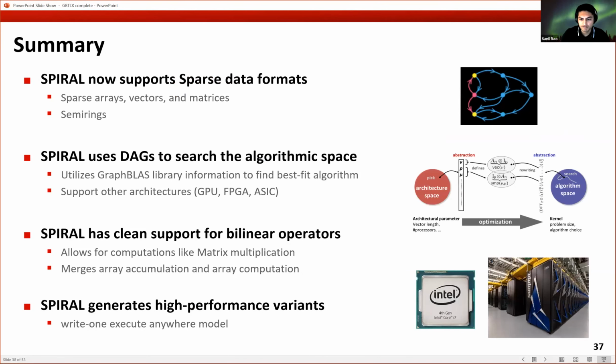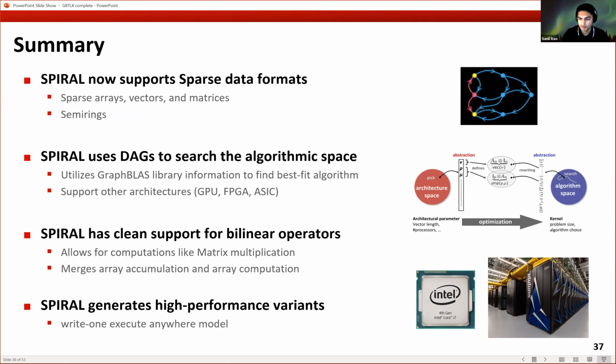So with the addition of new key features, the Spiral system now supports code generation for graph applications, as we see through our example of triangle counting. So we introduced sparsity to the Spiral system, which allows for sparse vector and matrix objects, as well as semi-rings in order to produce sparse code. We can utilize DAGs in order to take from the trace file given by our library domain-specific language GBTLX the computation that's being performed, and then we can find an initial SPL expression that matches it.